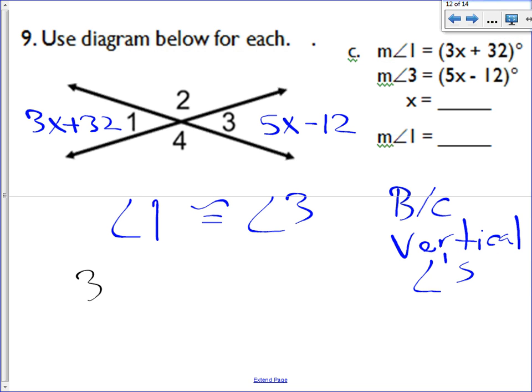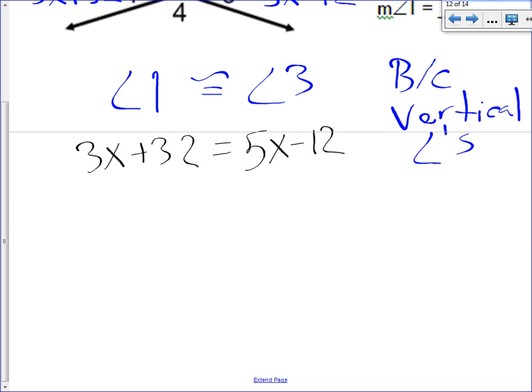So in place of angle 1, I'm going to substitute 3x plus 32. That's equal to the measurement of angle 3, which is given by 5x minus 12. So once we get this equation, it's a three-step equation, so let's go ahead and subtract 3x from both sides. And some of you may want to subtract 5x from both sides. That's fine. It still will give you the right answer.